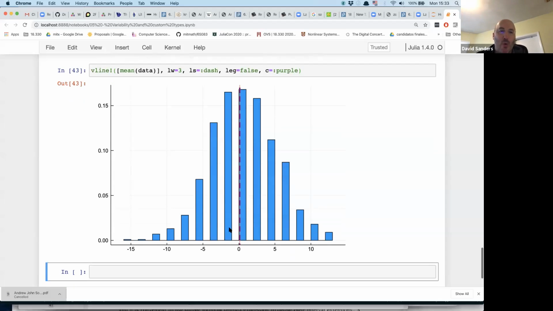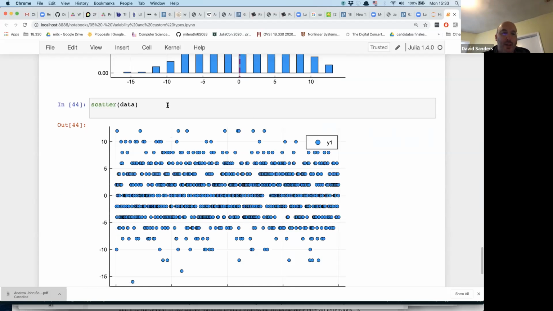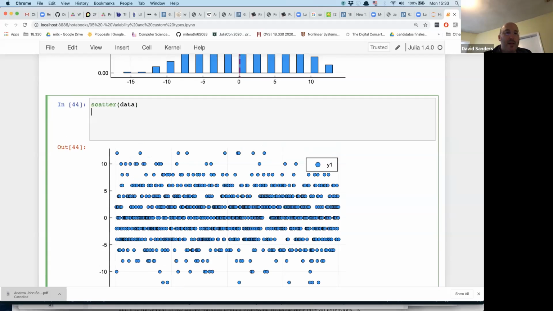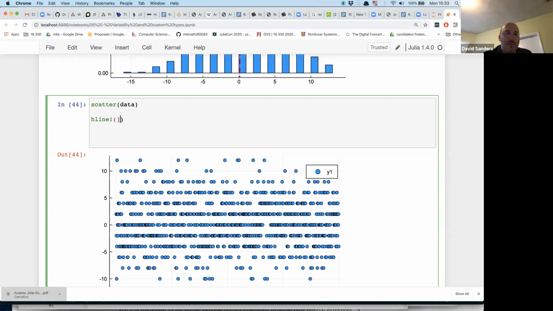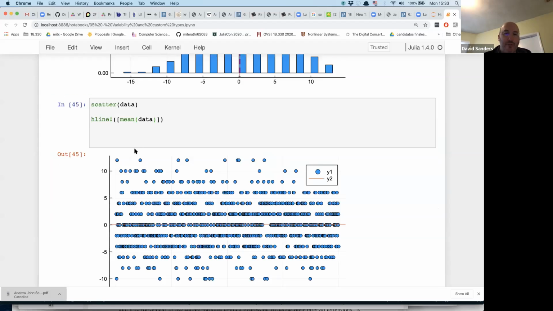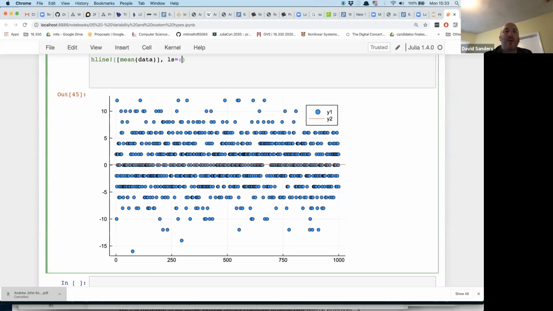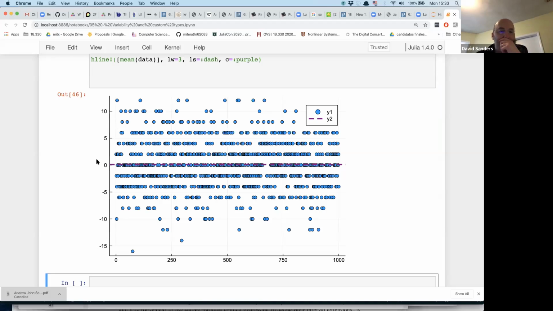Now we need to know how far away we are from the mean. So all of the answers were pretty correct. Basically, what do we want to do? We want to see how far away the data is, right? So we could just scatter the data, and then let's put a horizontal line at the mean. With the same profile: line width equals 3, line style equals dash, and color equals purple. And there is the mean, right?